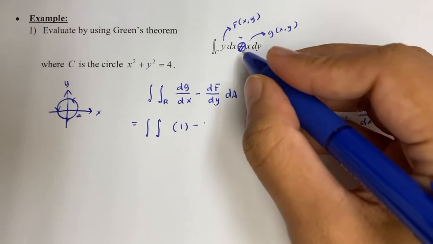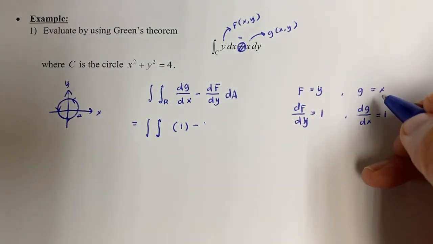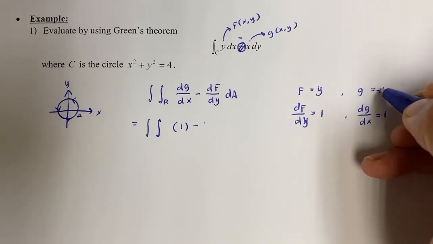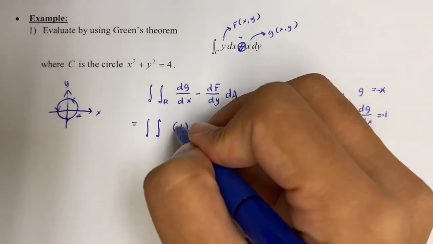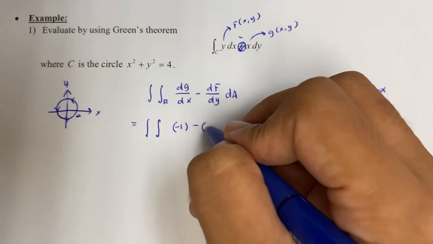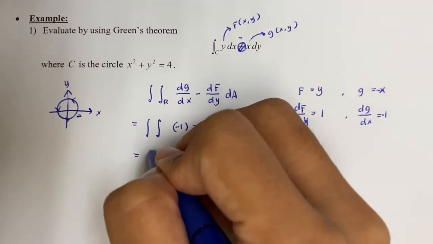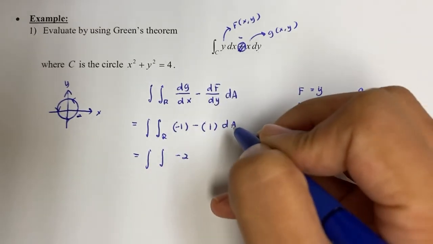Okay, so our g is negative x here. We change it to negative x, so this is minus 1. So dg over dx is minus 1, and df over dy is 1. Then we have dA. So for this one, this is R. So we have negative 2 dA.